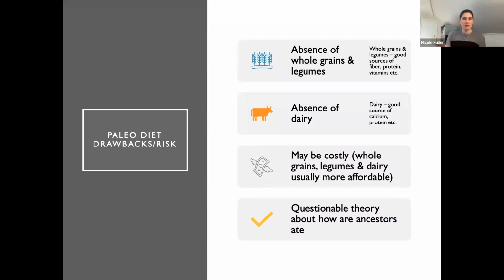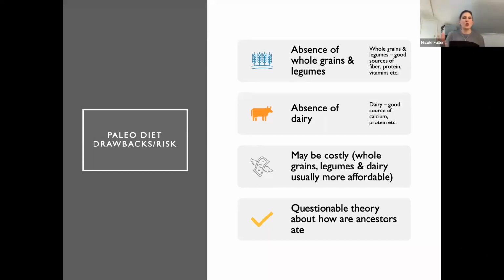No dairy. So you need to think about where you're going to get your calcium, and also protein. Dairy does provide protein in the diet. So calcium, dairy, those are some things that you'll have to think about. And one drawback could be that it is costly, because you're eating a lot of meat, and it does tend to promote you wanting to eat more grass-fed beef and organic stuff. So it could be costly. Grains and legumes are usually a little bit more affordable.